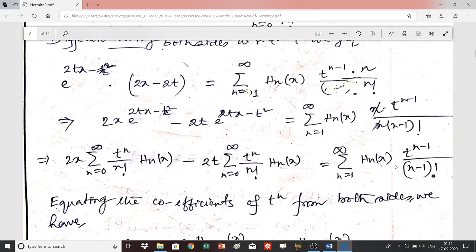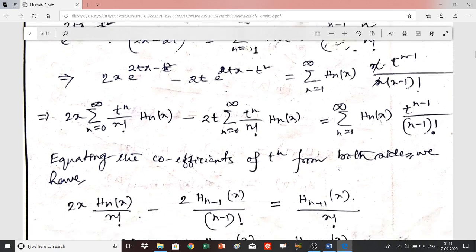Now just use the value of the expression e to the 2tx minus t square, which is written here. So 2x into the sum over t to the n by n factorial h_n(x), minus 2t times the sum over t to the n by n factorial h_n(x). I have just written here the value of the generating function e to the 2tx minus t square in both terms, and that is equal to the sum over h_n into t to the power n by n minus 1 factorial. This n will cancel.